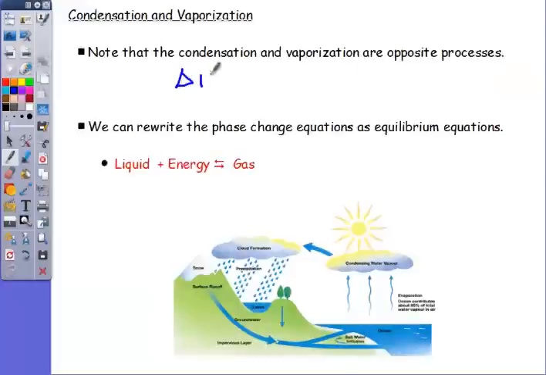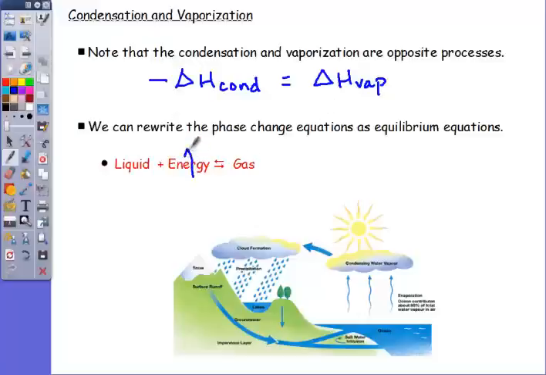So the molar heat of condensation is equal to the molar heat of vaporization. Vaporization is an endothermic process, so that would have a positive value. Molar heat of condensation is an exothermic process, so that's going to have a negative value.